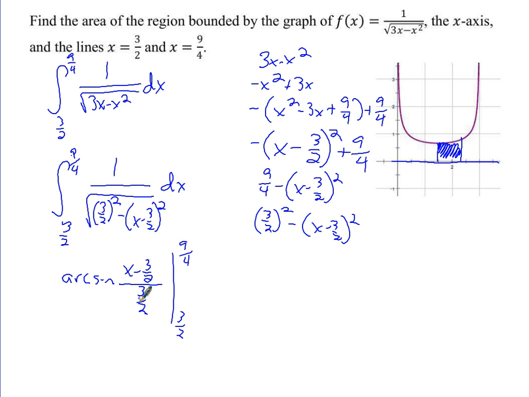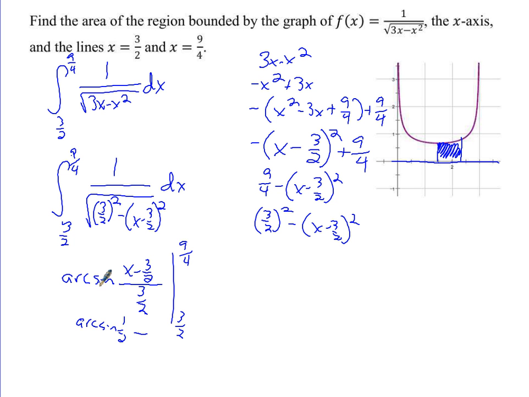Okay, so we're going to evaluate this now. We're starting at 9/4. If I plug 9/4 in here, I have 9/4 minus 3 halves. 3 halves turns into 6/4. So I have 9/4 minus 6/4, which is 3/4, divided by 3 halves, which is 1/2. So we have arc sine 1/2 minus. Now we have 3 halves minus 3 halves, which is 0, divided by 3 halves, still 0. So arc sine 0.